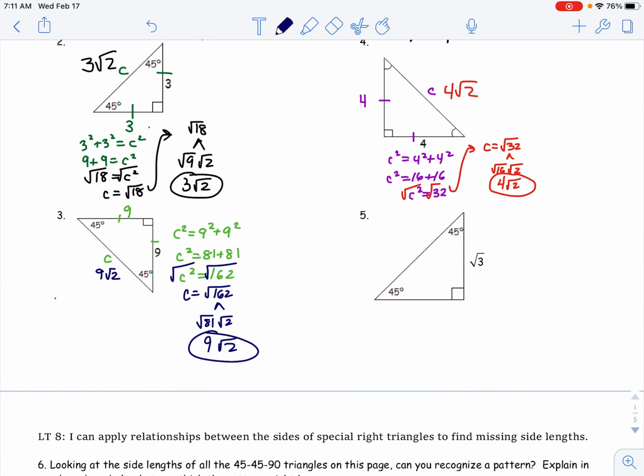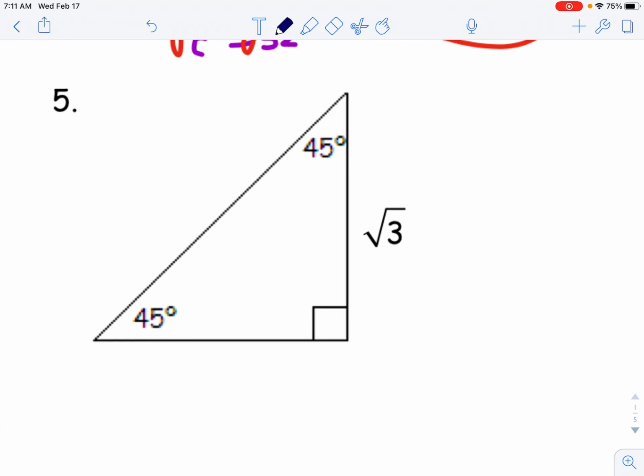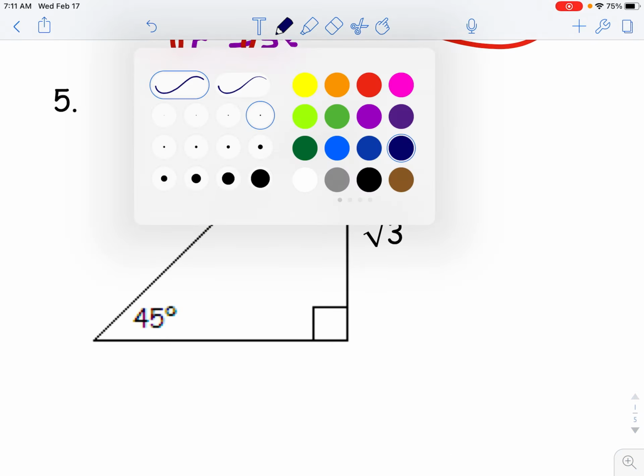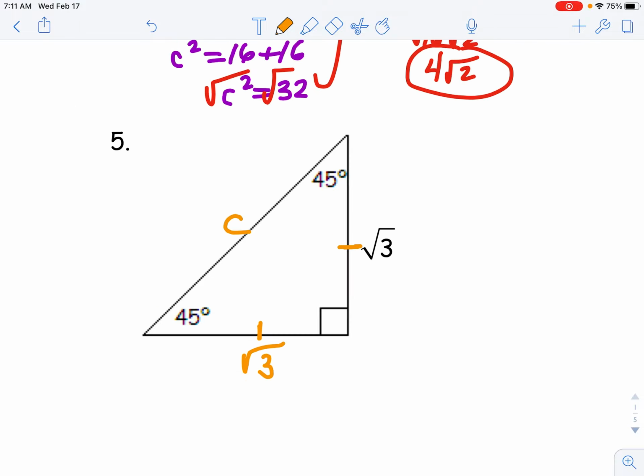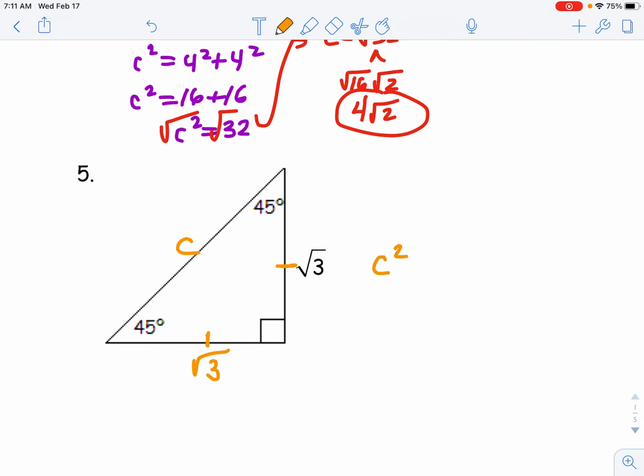All right, and then this last one, it makes the pattern a little bit more difficult to see. This is kind of a challenge problem, but the pattern's still there, still exists. Technically, you might be able to solve this problem in 2 seconds if you figured out the pattern. But that's radical 3. Call that C. So we're going to get C squared equals radical 3 squared plus radical 3 squared.